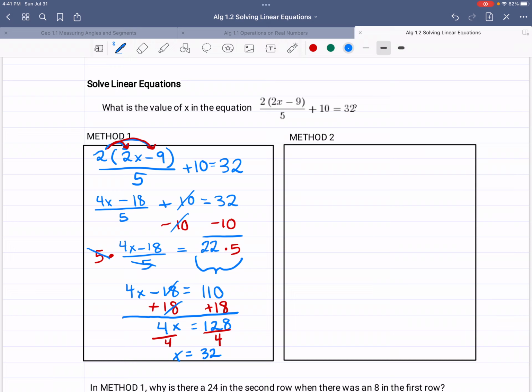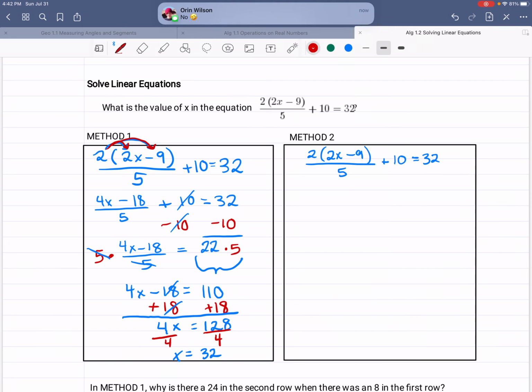The second method is going to skip the distribution. So we have 2 parentheses 2x minus 9 divided by 5 plus 10 equals 32. Like in the last one, the last thing I said on that side was plus 10, so we're going to subtract 10 on both sides. These 10s cancel. 32 minus 10 is 22.